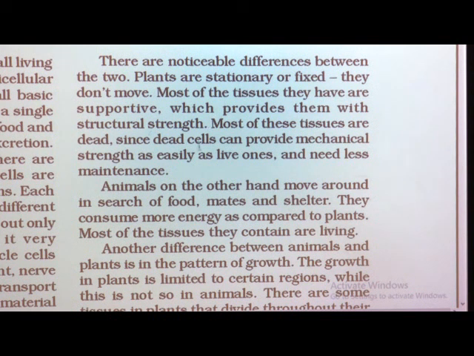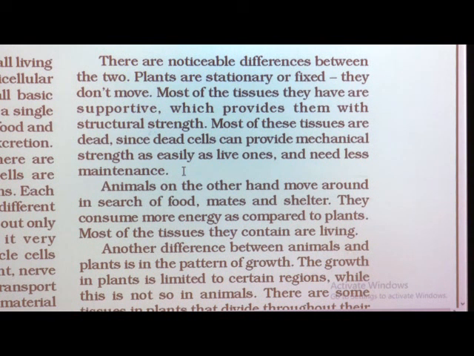Most of these tissues are dead, since dead cells can provide mechanical strength as easily as live ones and need less maintenance. So, in the plant cells we find dead cells. These dead cells form the bark of the tree, and as you know, the bark of the tree provides mechanical strength to the plants. That is why mostly there are dead cells in the plants, and they also provide strength as easily as live ones, but these dead cells require very less maintenance also.